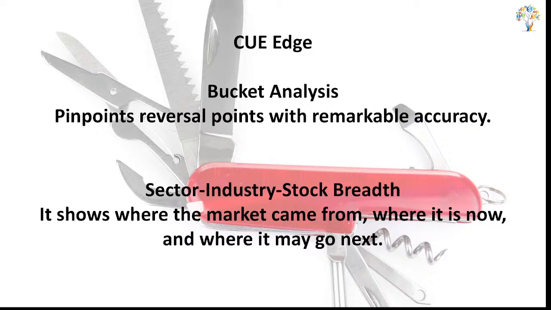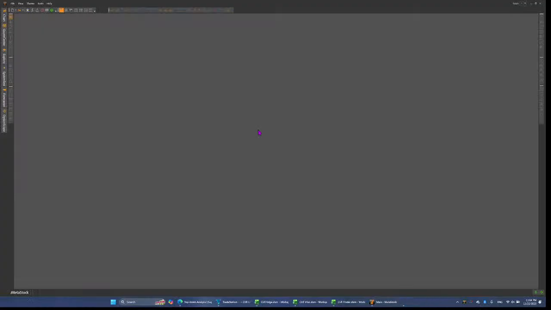Edge also has sector industry stock breadth. It shows where the market came from, where it is now, and where it may go next. And this will also show that in spite of Friday's rally, market does not allow us to buy.